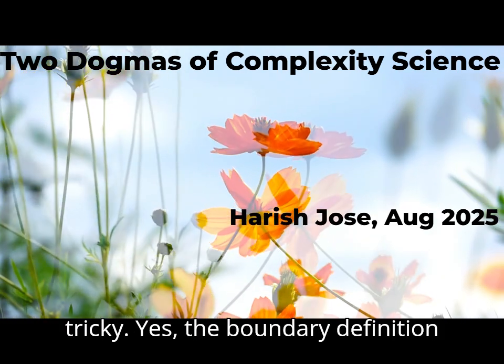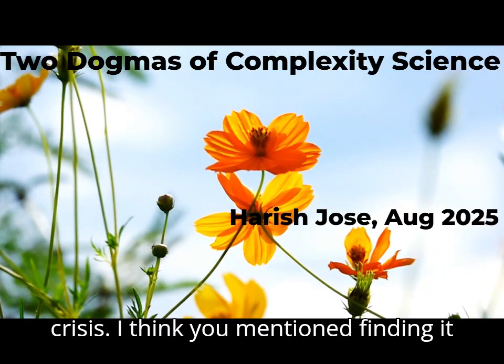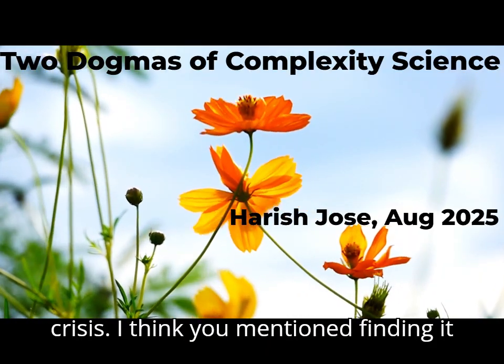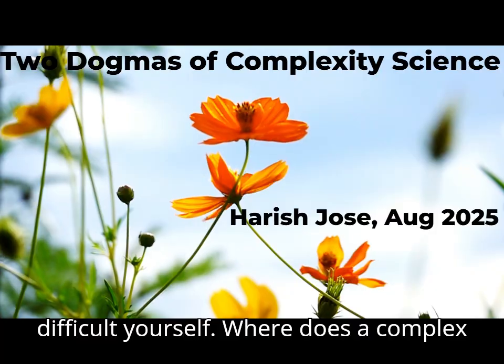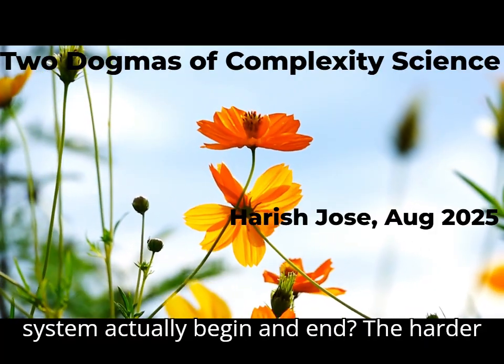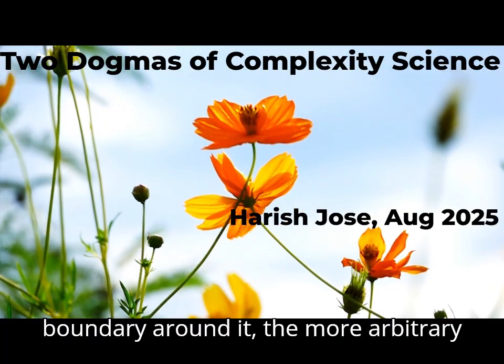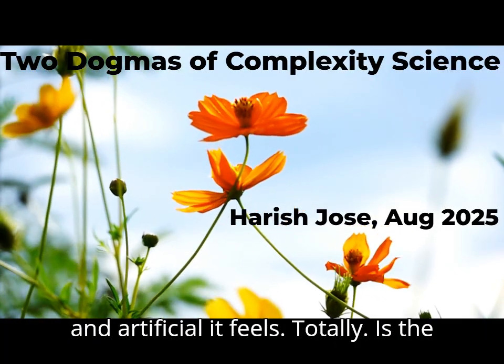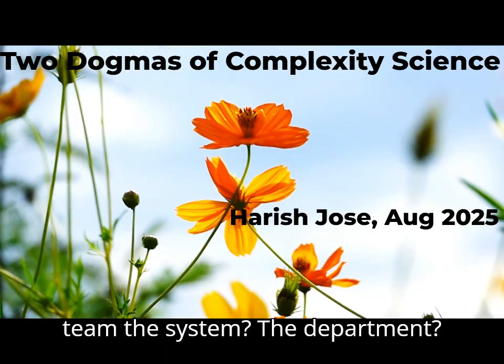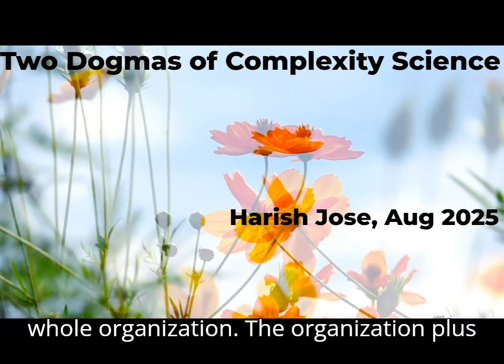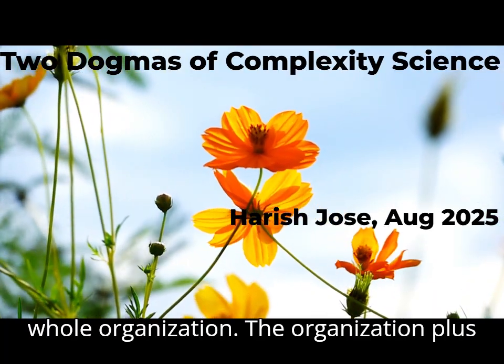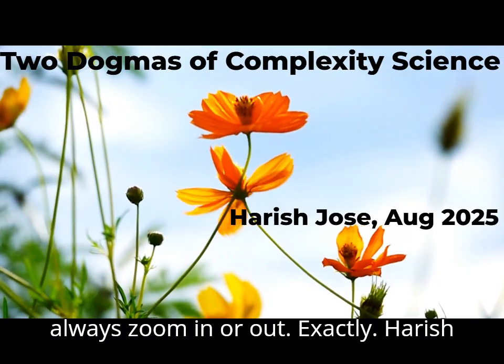That always feels tricky. Ah, yes, the boundary definition crisis. I think you mentioned finding it difficult yourself. Where does a complex system actually begin and end? The harder you try to draw a precise, objective boundary around it, the more arbitrary and artificial it feels. Totally. Is the team the system? The department? The whole organization? The organization plus its key suppliers? It feels like you can always zoom in or out.